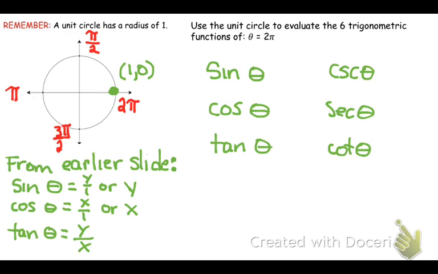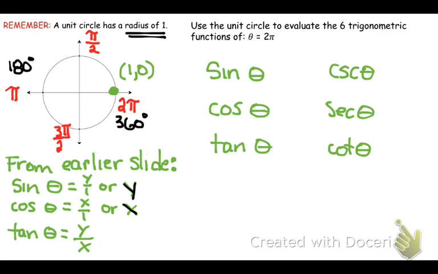All right, so just a reminder that a unit circle has a radius of 1. And we looked at this in a previous lesson. We said 180 degrees is equal to pi, and a full circle, 360 degrees, is equal to 2 pi. Also on an earlier slide in this lesson, we determined that when we're using a unit circle, that sine theta is equal to y over 1, or just y.